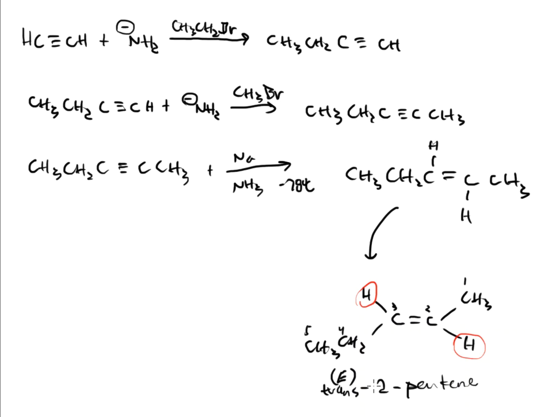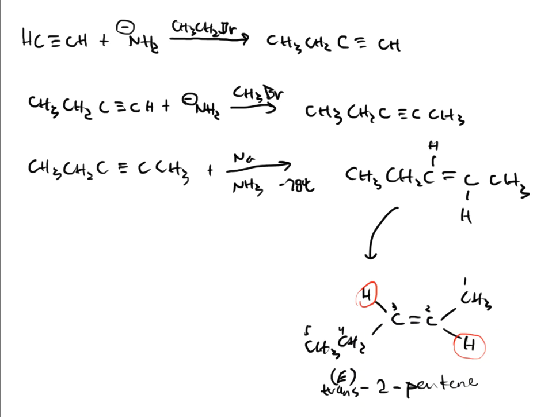All right, so this one's not too bad, hopefully. Ethine reacts with sodium amide in the presence of ethyl bromide to give us 1-butyne. 1-butyne reacts with sodium amide again, this time in the presence of methyl bromide, in order to give us 2-pentyne. Then 2-pentyne reacts with sodium and ammonia in somewhat of a hydrogenation reaction in order to give us the trans 2-pentene molecule that the question's after. Okay, a lot of words, a lot of verbiage, a lot of foreign language. There you go. That's the world of organic.